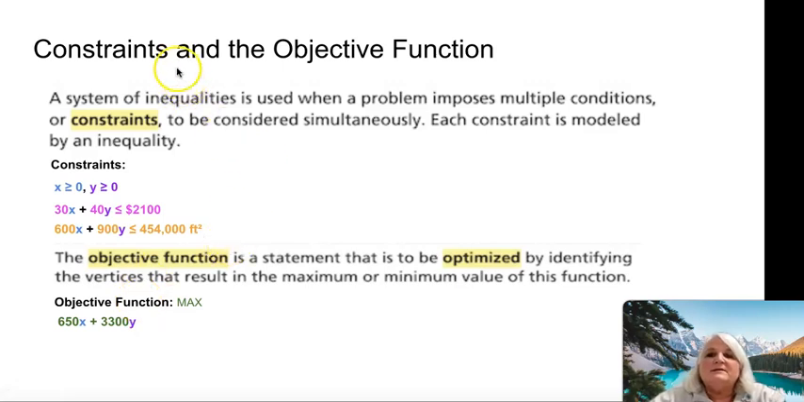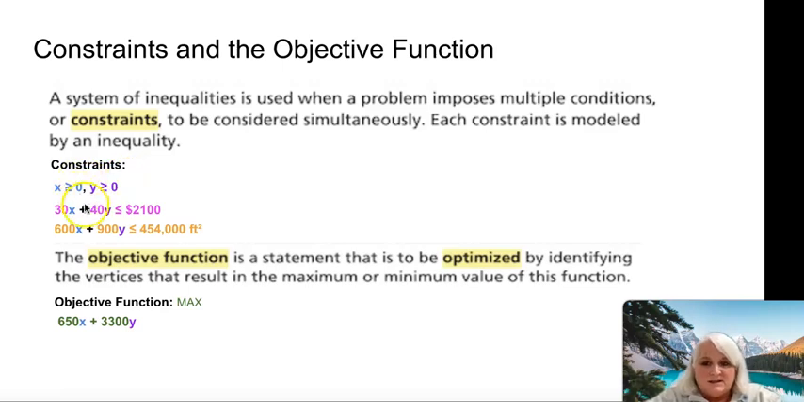To start, the words constraints and objective function. A system of inequalities, so that's more than one inequality, is used when a problem imposes multiple conditions. So there's like the amount of land that you can use, the amount of money that you can spend buying it in the plant problem. These are called the constraints, and they are inequalities, to be considered simultaneously, which means at the same time. Each constraint is modeled by an inequality.